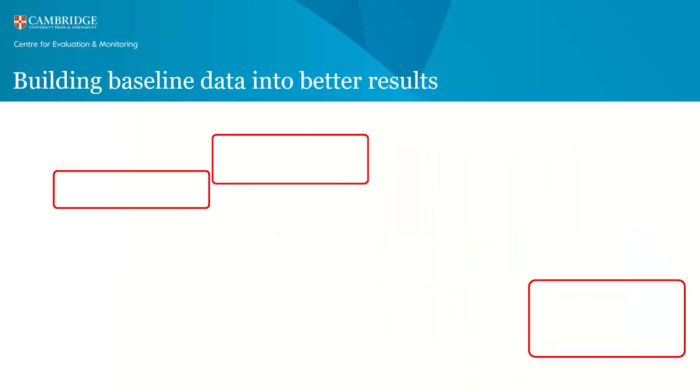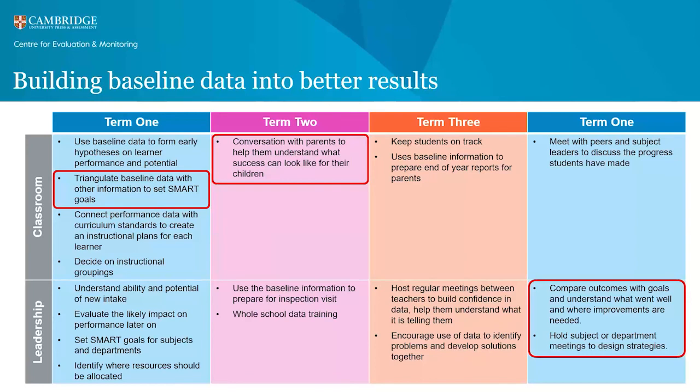So what does that then look like when we're looking at it in terms of a plan? A very simple plan that I've got here. I know yours will be a lot more detailed, but certainly in terms of term 1, you're going to have triangulated all of the different data points that you've got, baseline included, and you're going to use that to set some smart targets moving forward. So you're going to set targets for the students, but also for the classroom teachers as well.